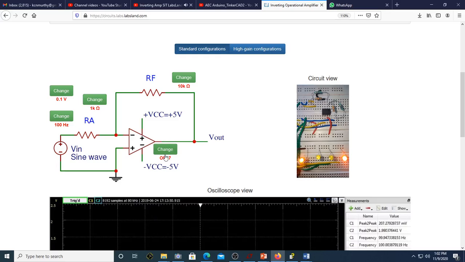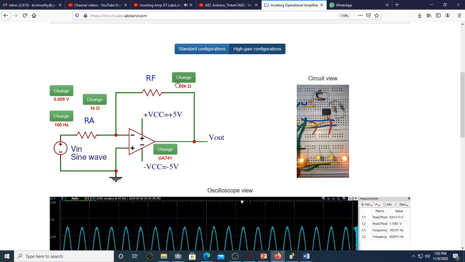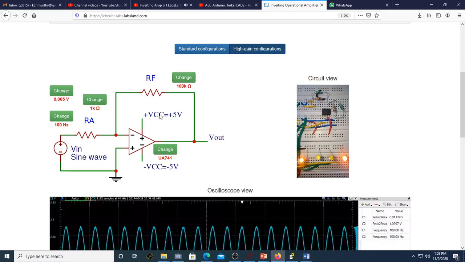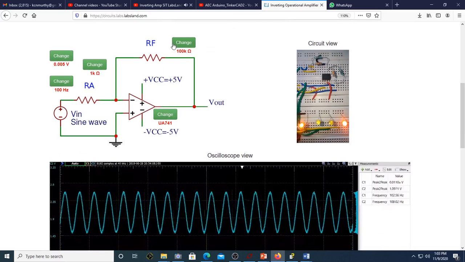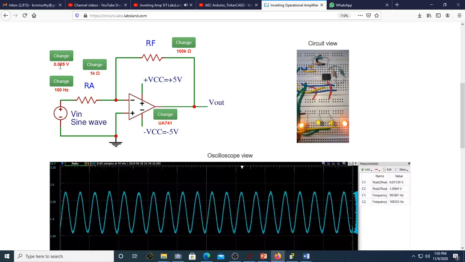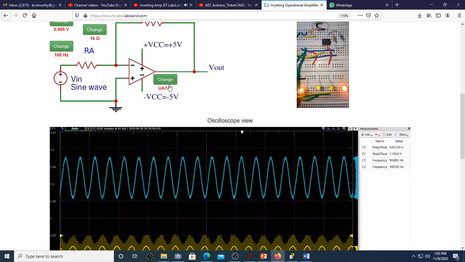Like this, the analysis can be done for other combinations of resistors, signal amplitude and frequency. In high-gain configurations, it is possible to analyze the performance of the amplifiers up to a gain of 100 volt per volt. Let's start the analysis with Ra of 1 kΩ, Rf of 100 kΩ, voltage of 5 mV and frequency of 100 Hz with UA741 Opamp.